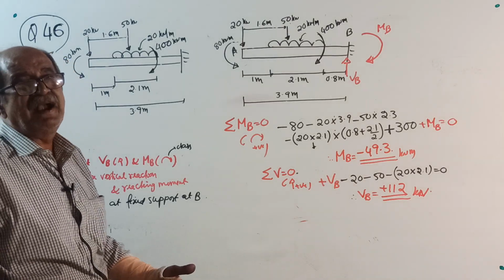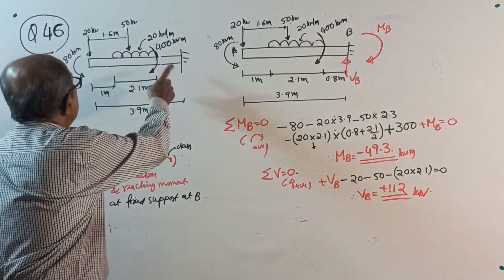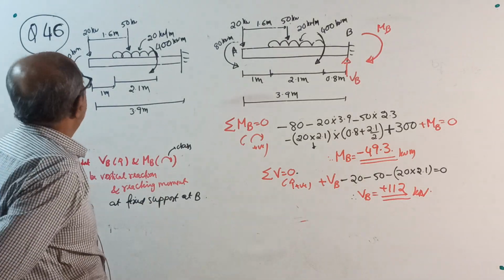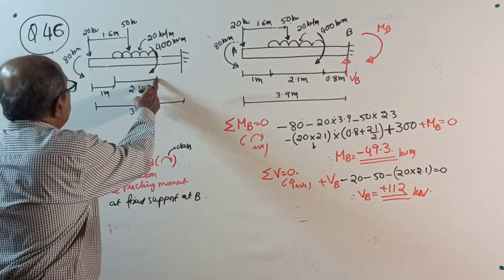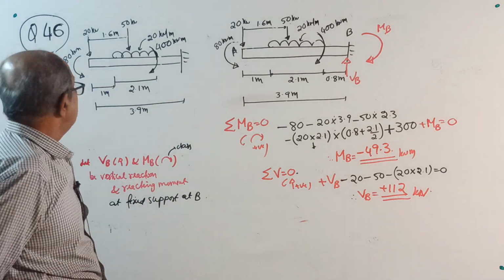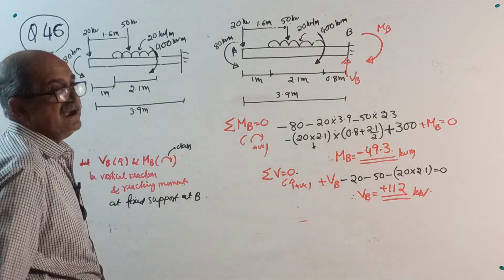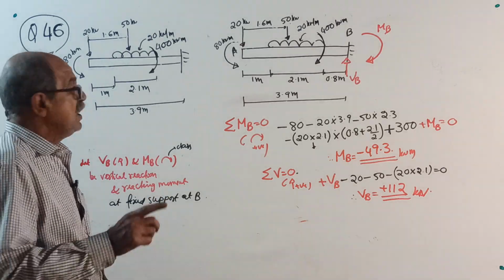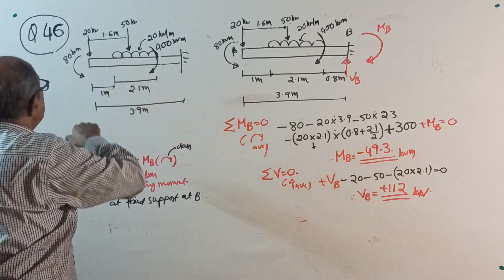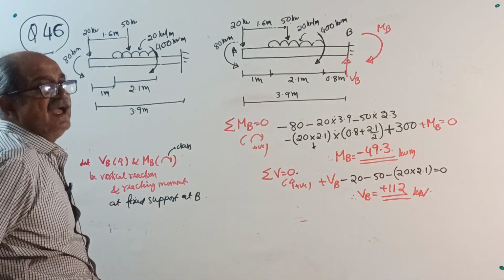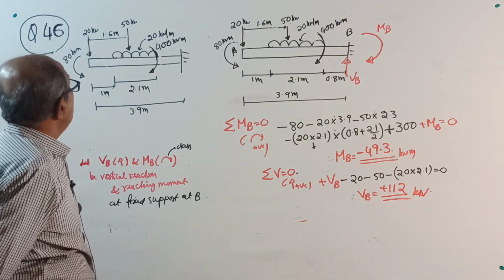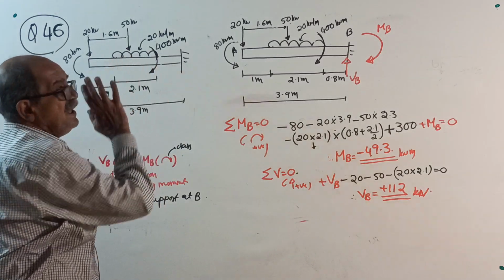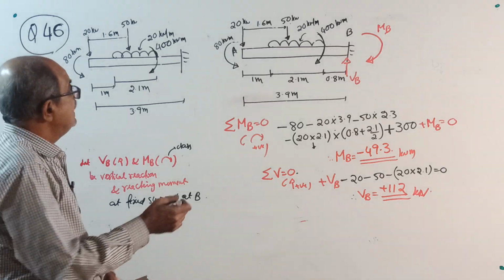Now I can tell left and right end because I clearly told right end fixed. Also, there is a UDL of 20 kN per meter, 2.1 meter long, which starts at 1 meter from left end. In addition, there are two couples. One of them is an anti-clockwise couple of 80 kilonewton meter at the left end, and the other one is 400 kilonewton meter at the right end of the UDL. Okay, over. Find support reactions.